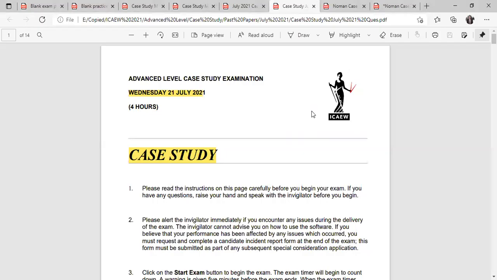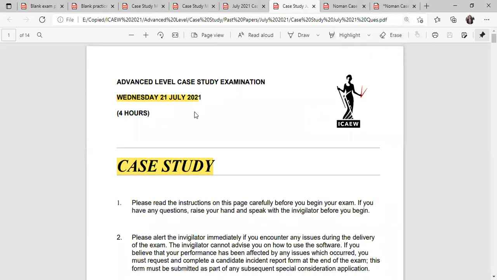Okay, what we are going to do in this session, we are going to have a look at our July 2021 case study exam paper. This is 21st July 2021, the date on which our actual case study exam was held at ICAEW.